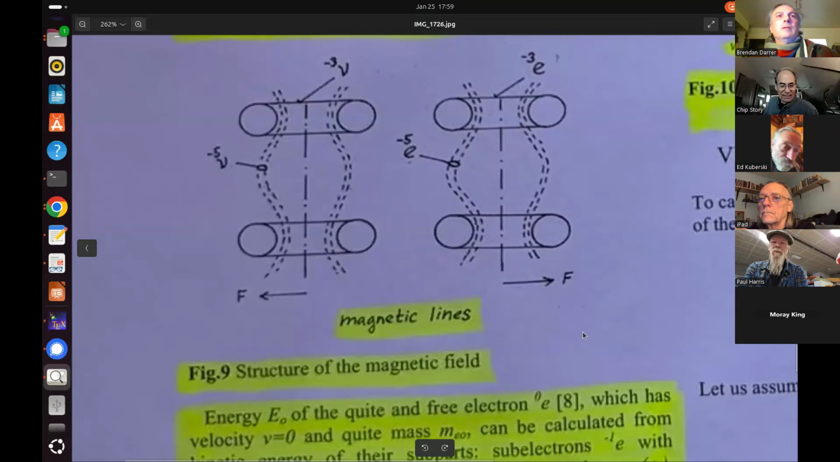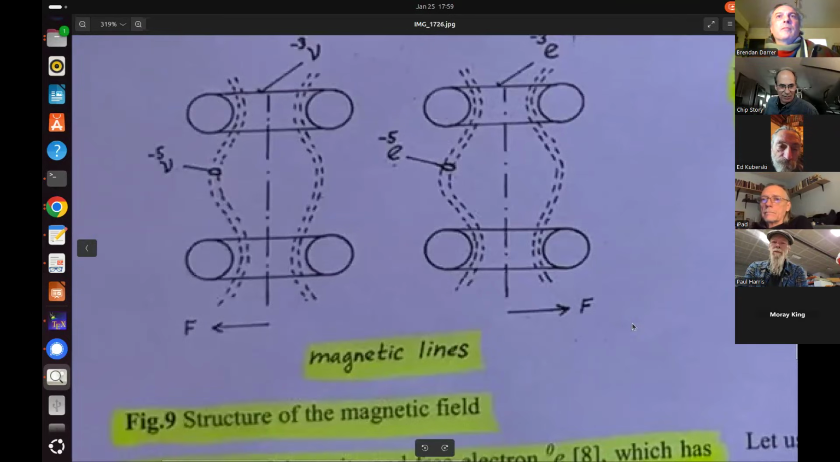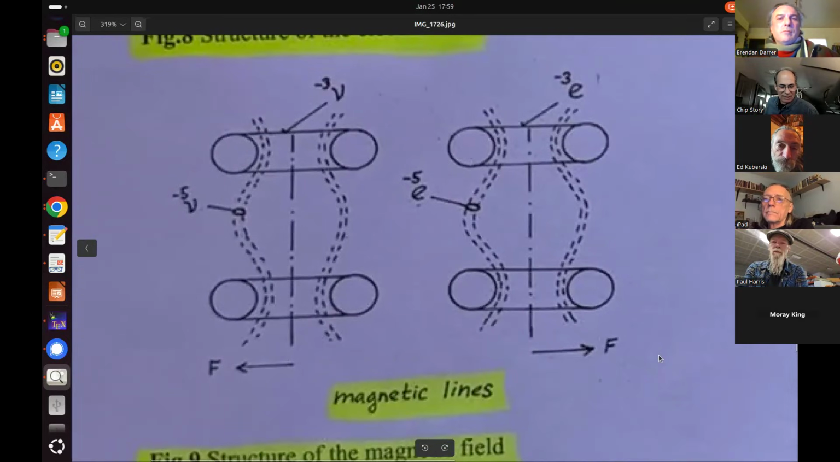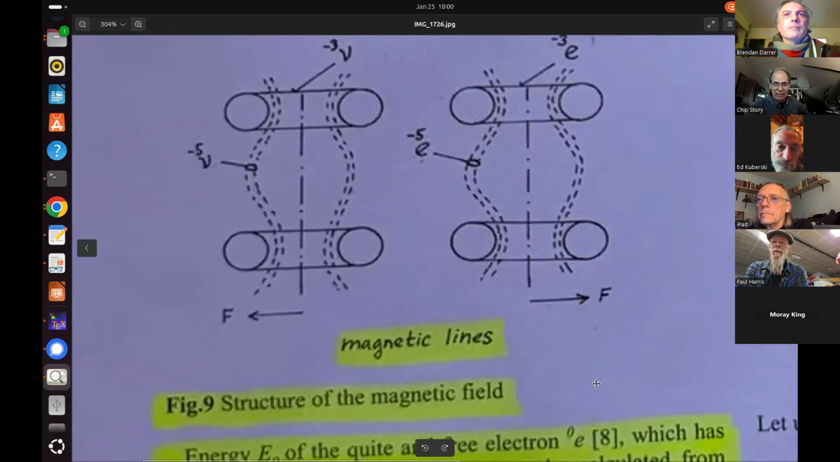All right, figure 9 is the structure of the magnetic field. Magnetic lines, again, graded, balanced, with specific parameterization for the spin. That's an electron-positron pair, right? The left side is the positron. Yes, I'm looking at the symbol. With the balanced forces going in opposite directions.